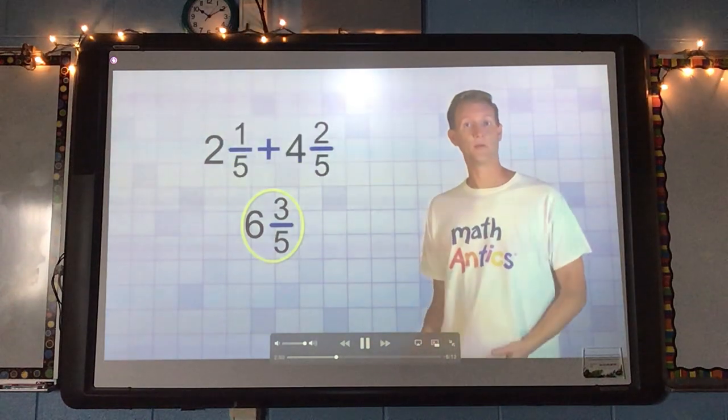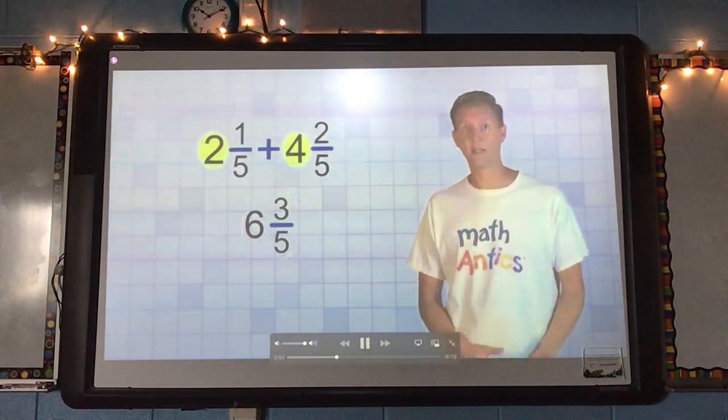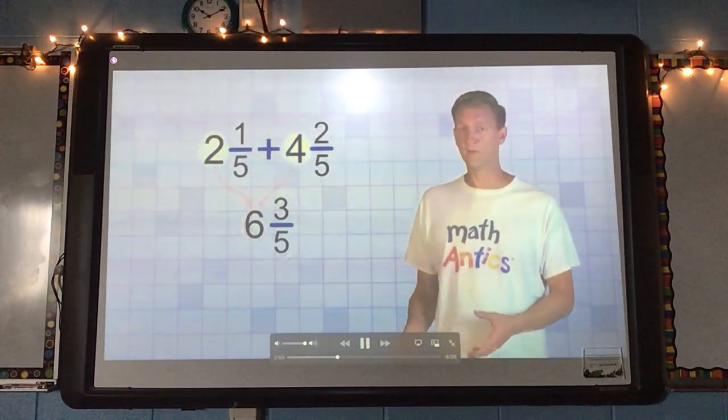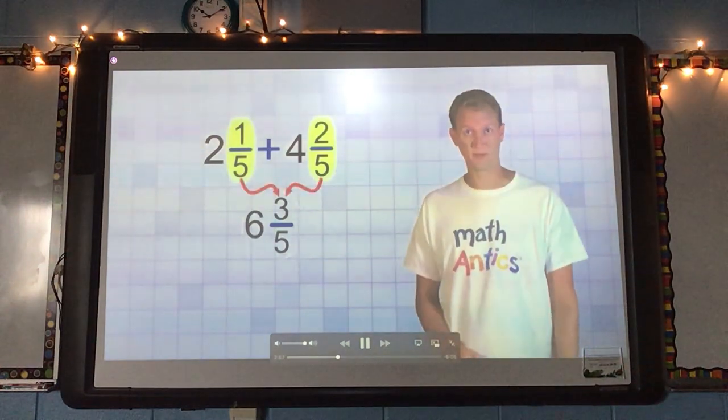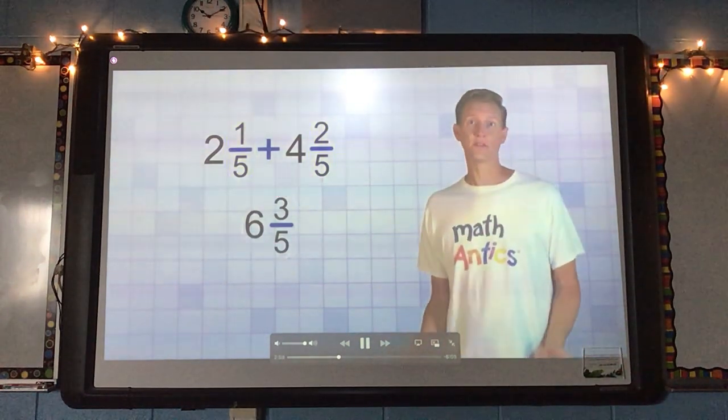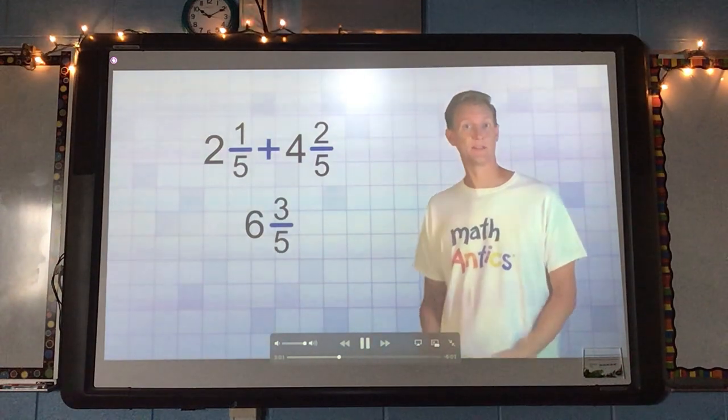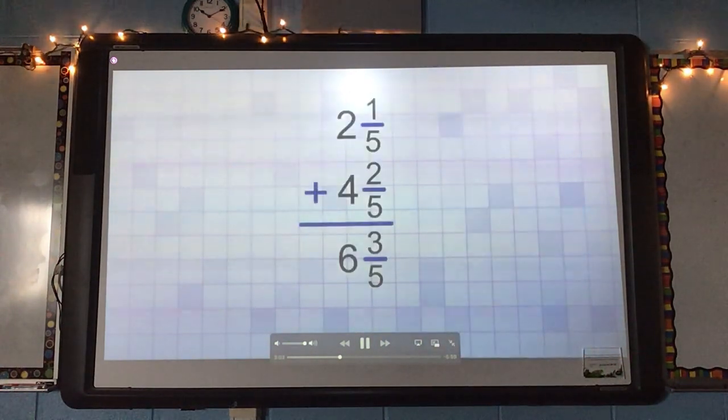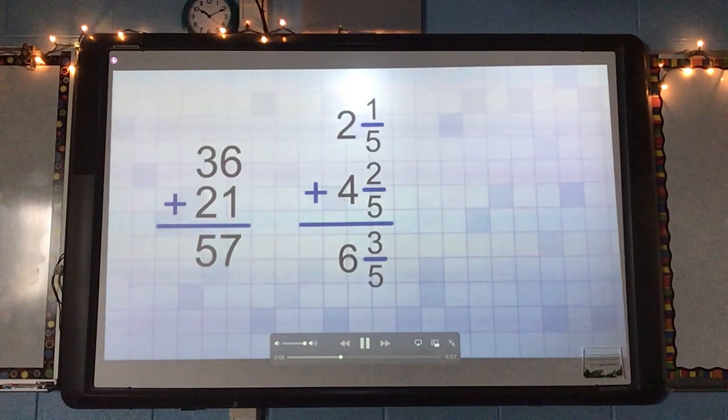So when you add mixed numbers, you can just add the whole number parts to get the whole number of the answer. And you add the fraction parts to get the fraction part of the answer. That's why in a lot of math books, you'll see the addition of mixed numbers written in a stacked form like this. This is similar to the way you would stack multi-digit numbers up to add them.